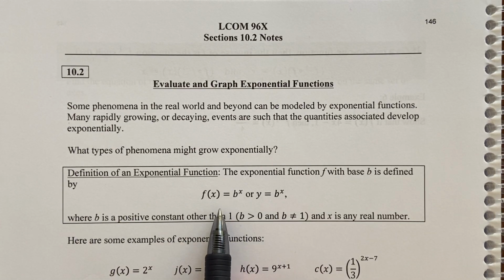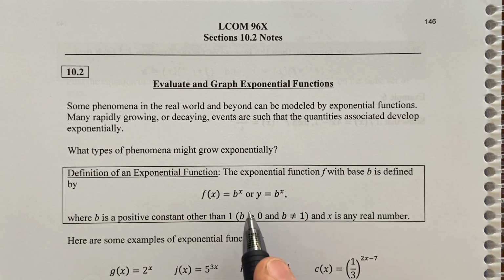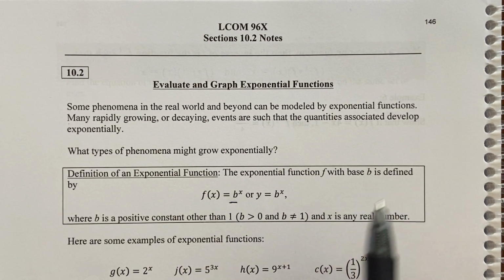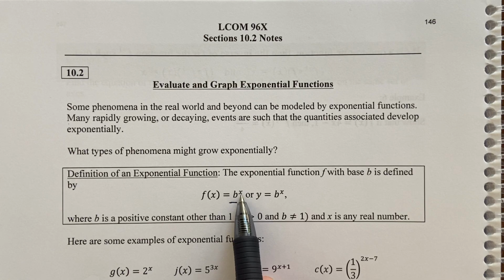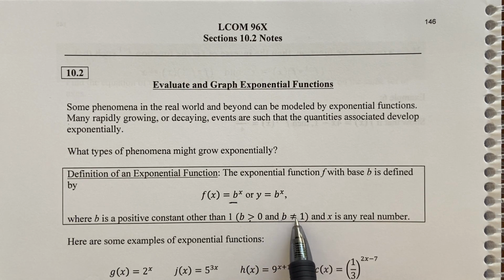An exponential function with base b, and the exponent, notice the variable up here in the exponent, so that's why we call this exponential. We have that b needs to be positive, but that b cannot be 1. I encourage you to investigate when b is 1, why that is not exponential.